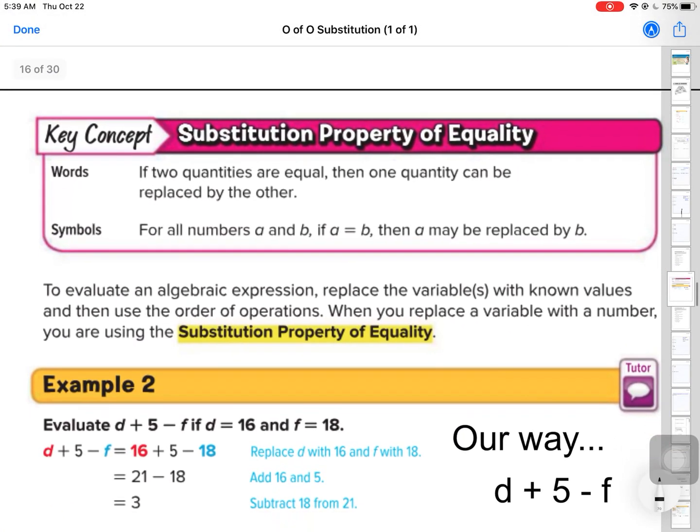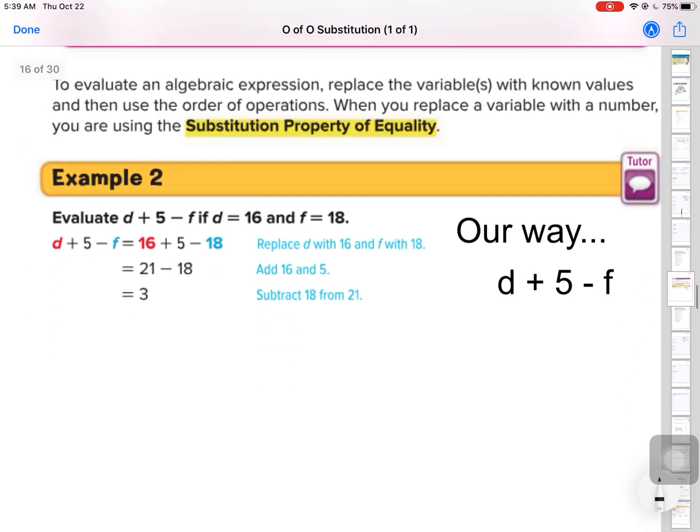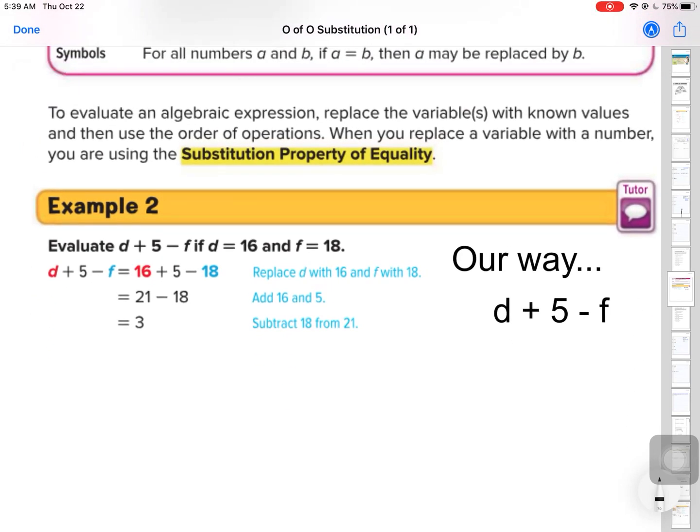When we're doing this, we're actually using another property. We're doing the substitution property of equality. And that means that we're working on evaluating these expressions. We're replacing the variables with the known values. That means the value that we're going to be given. And then we'll just use the order of operations. That's when we're using the substitution property of equality.